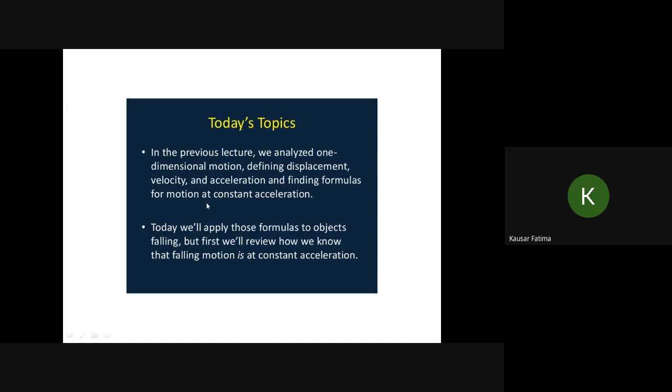motion of the bodies. In this video we will study about the vertical motion, that is free fall motion when there is no air resistance, and we will apply those formulas to the objects which fall freely. And they fall with constant acceleration.